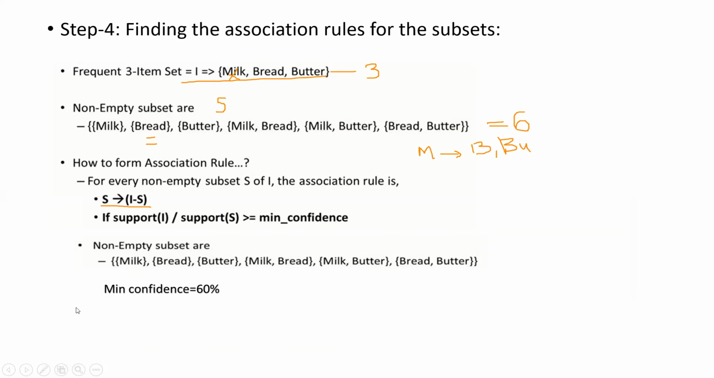And how do we find out whether the rule we got is valid? According to this formula: confidence is support of I divided by support of S. That is the formula. It has to be greater than the minimum confidence. The minimum confidence and support may be given in the question.